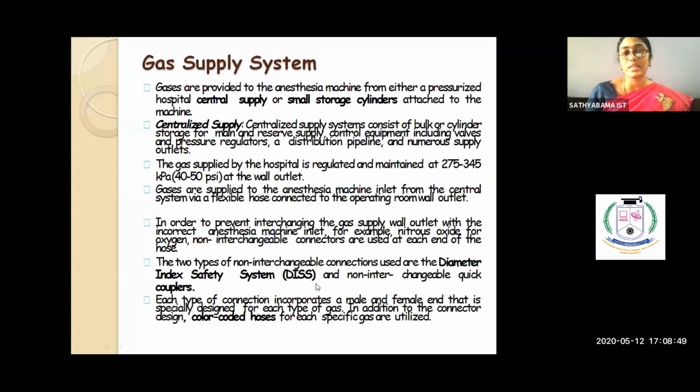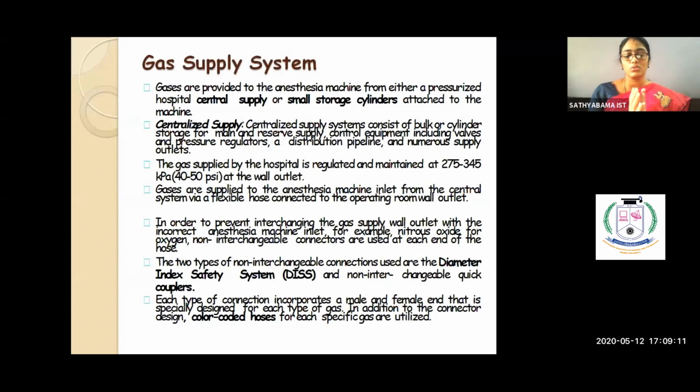The Diameter Index Safety System, called the DISS, right? DISS is nothing but those plug pins which you'll be having on the wall, right? You have to connect only that particular cylinder. So if I have an oxygen cylinder, the oxygen cylinder can be connected only to a particular hole or a particular system there, right? So you have to connect it accordingly. Otherwise, you will not be able to fit it, or you shouldn't.